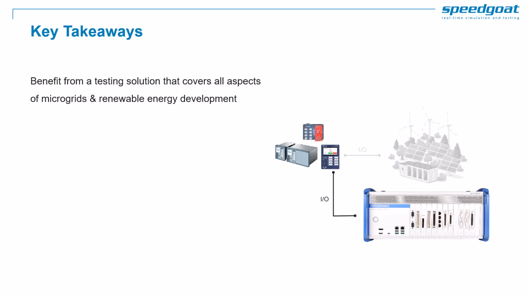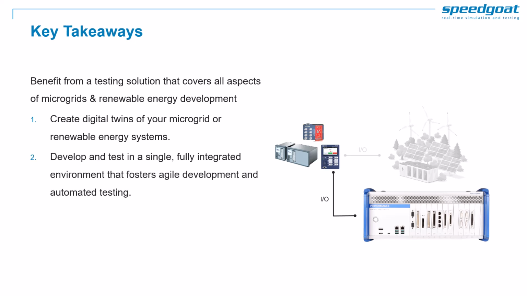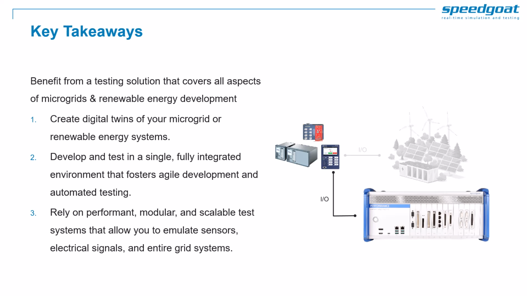Well, why is that? First, you can create digital twins of your grid or its components covering multiple domains running at the desired frequencies, such as the switching frequencies of your power electronics hardware. You can develop and test in a single and fully integrated environment that fosters agile development and helps you to automate testing. Speedgoat test systems are performant, configured to your needs, and provide all levels of capabilities for your testing needs.